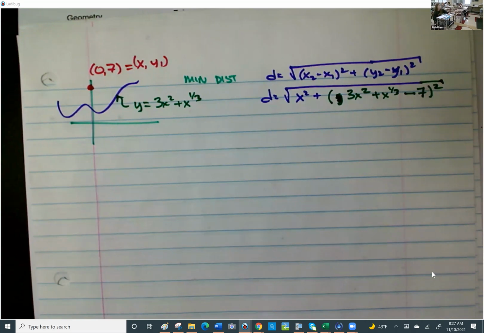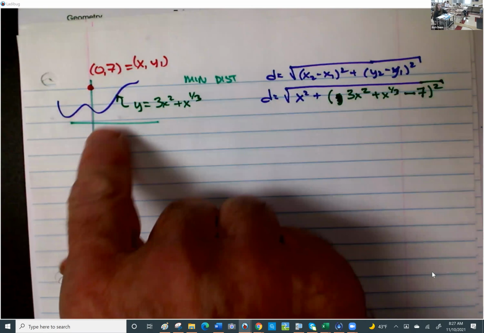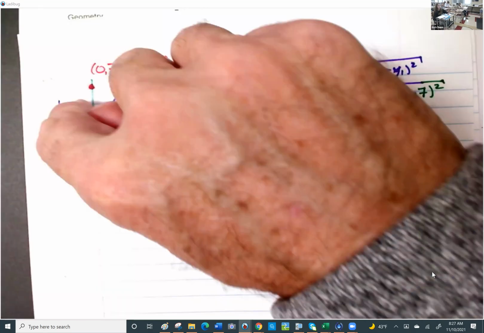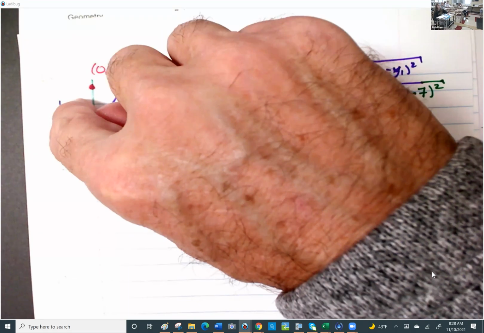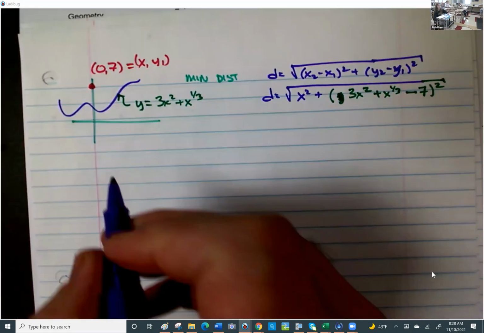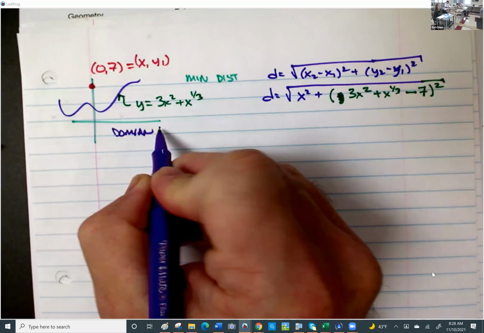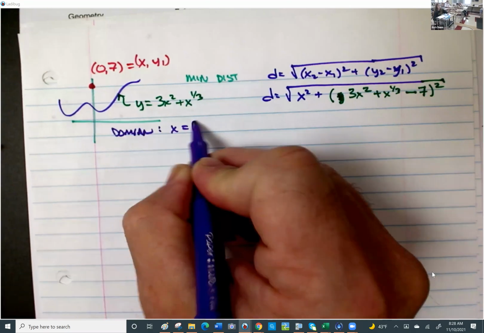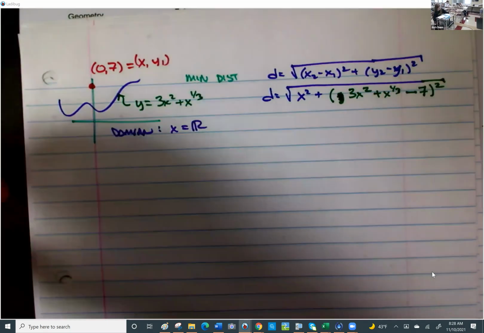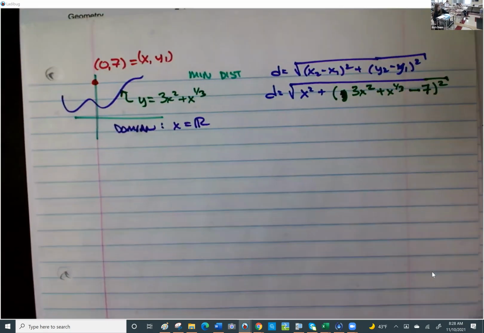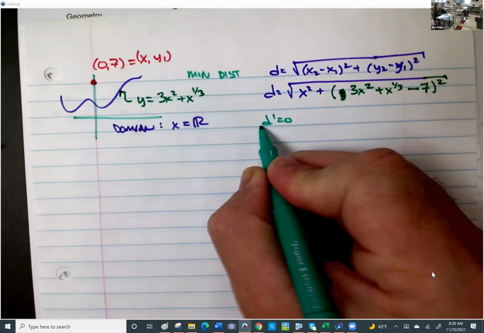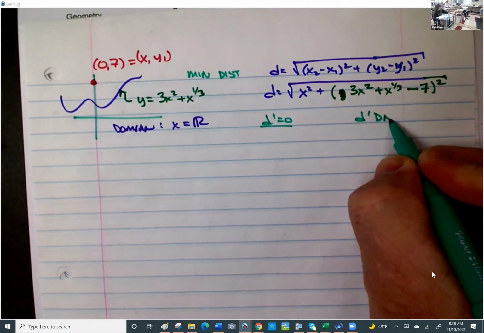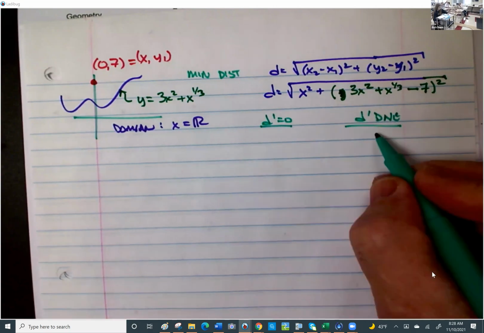Domain. X can be greater than 0, probably. Who knows, it might even be less than. I'm not sure. Might x be on this side too over here? Could be. So I'm just going to say domain x is all real, something like that. Okay. So let's go ahead and find d prime equals 0. D prime does not exist. Okay. This ends up being an empty set.